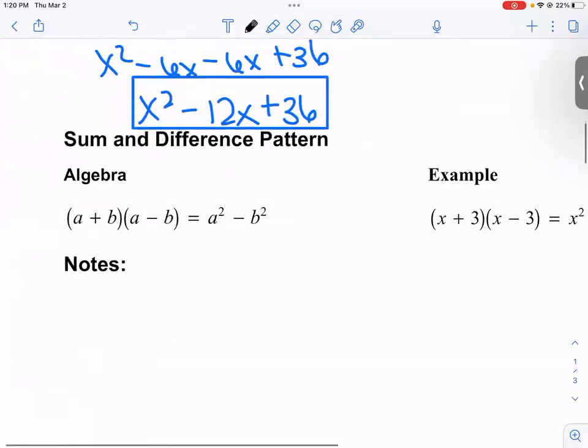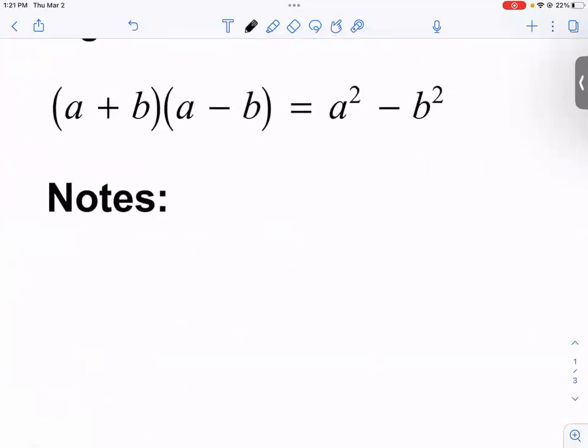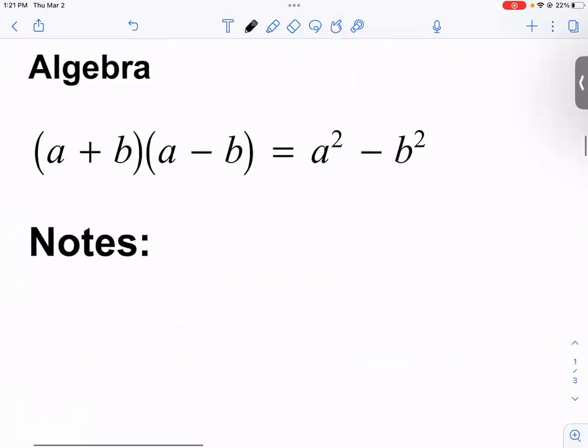All right. So this is what we call a difference of squares. Why do we call it a difference of squares? Well, when we have a plus b times a minus b, and we FOIL, like on the back side of your warm-up, those middle terms canceled out, right? And we are left with the difference of two squared terms.